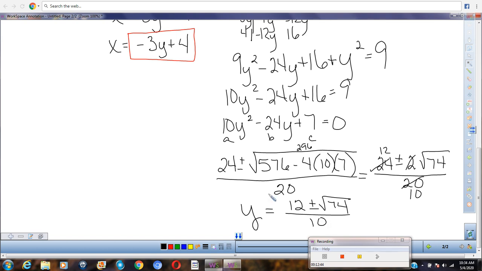All right. We have 2 solutions for y, which means when we're done, we have to have 2 solutions for x. We're going to take this y and plug it back into our equation. Okay? So let's start with taking our y and putting it in here. We have x equals negative 3 times our y, so 12 plus and minus 7 square root 74 over 10 plus 4.